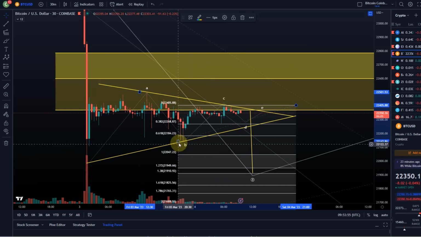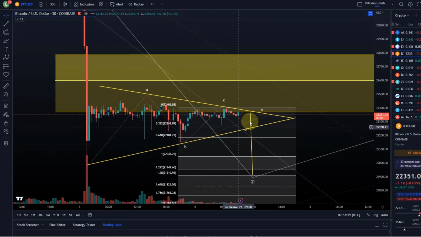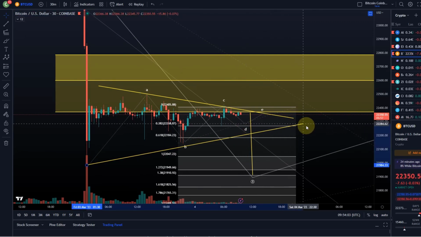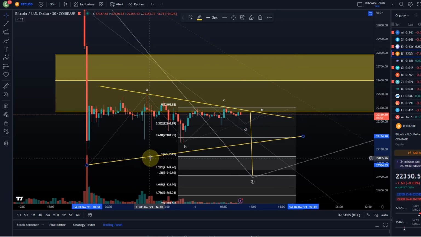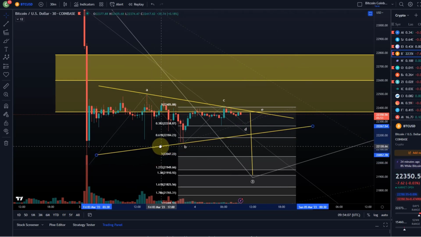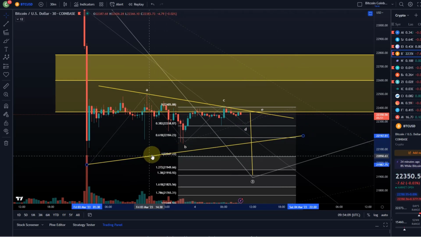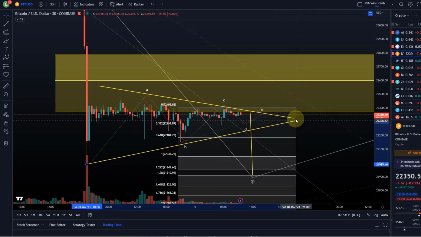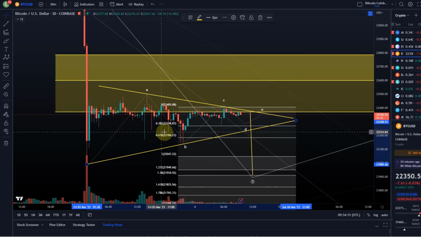By the way, the B wave here, this trend line might also shift because I don't have a confirmed D wave. So it could very well be that this trend line will sit at a slightly different angle because you connect waves B and D, which might impact the target calculation as well. So we need to be a bit flexible here. But 22,184 would be an ideal target for the D wave.